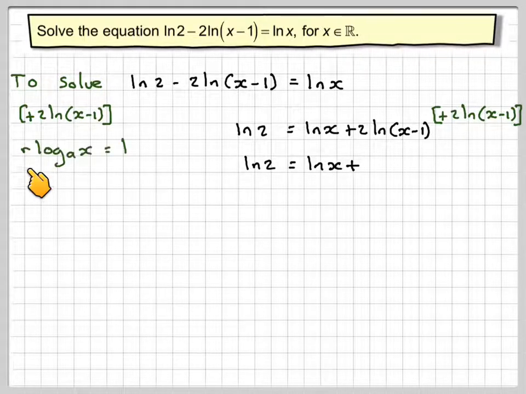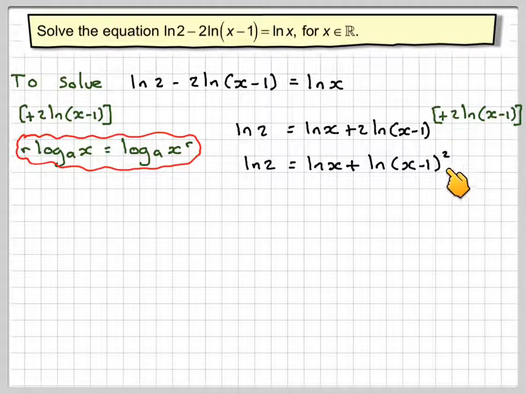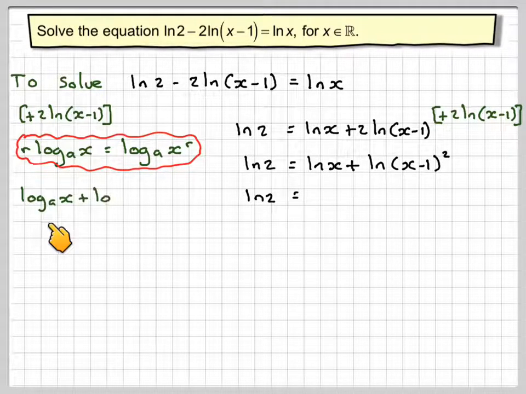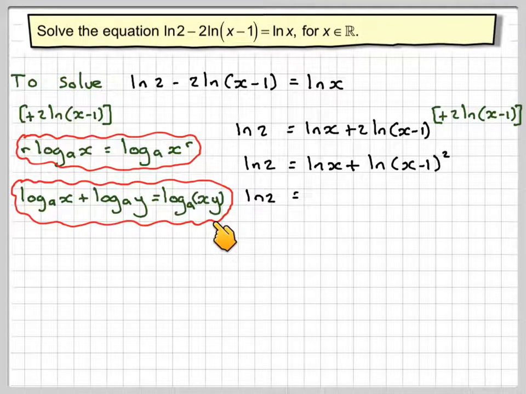So we know that r log a of x is equal to log a of x to the r. So then we're going to take that little 2 and put it up here. So it's plus ln of (x minus 1) squared. And now we've got the addition of two logarithms, so we're going to apply this rule: log a of x plus log a of y is equal to log a of x times y.